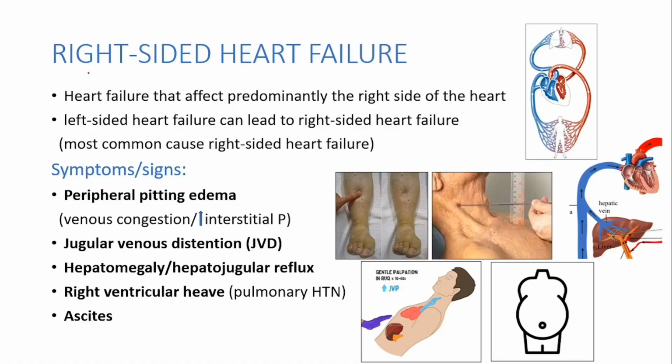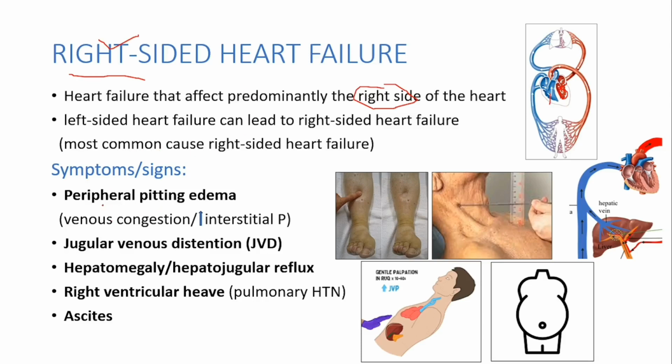Now what is right-sided heart failure? It is when the right side of the heart is mainly compromised. The most common cause of right-sided heart failure is left-sided heart failure. When the left side is compromised, blood will accumulate, and this will also decrease the right ventricular cardiac output, which can cause right-sided heart failure.